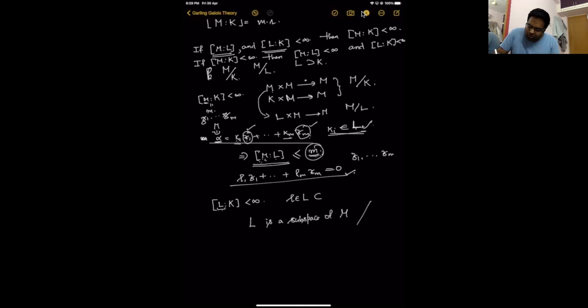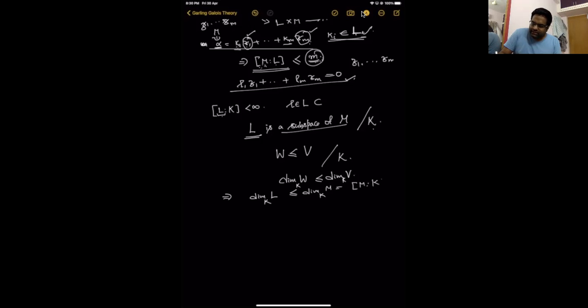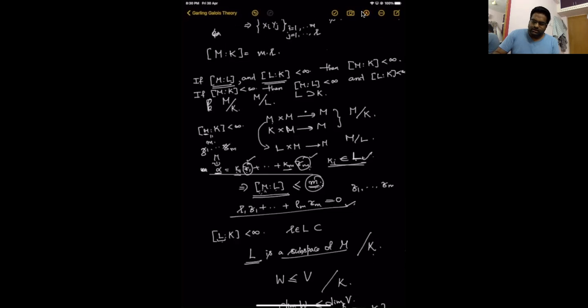of M over K. You have learned in linear algebra that if V is a vector space and W is a subspace of it, both over the same field, then the dimension of W is less than or equal to the dimension of V. So you can consider L as a subspace of M over K. From this it follows that the dimension of L over K is at most the dimension of M over K. But the dimension of M over K is the degree of the extension, and the dimension of L over K is the degree of that extension. So from this it follows that this is also true.